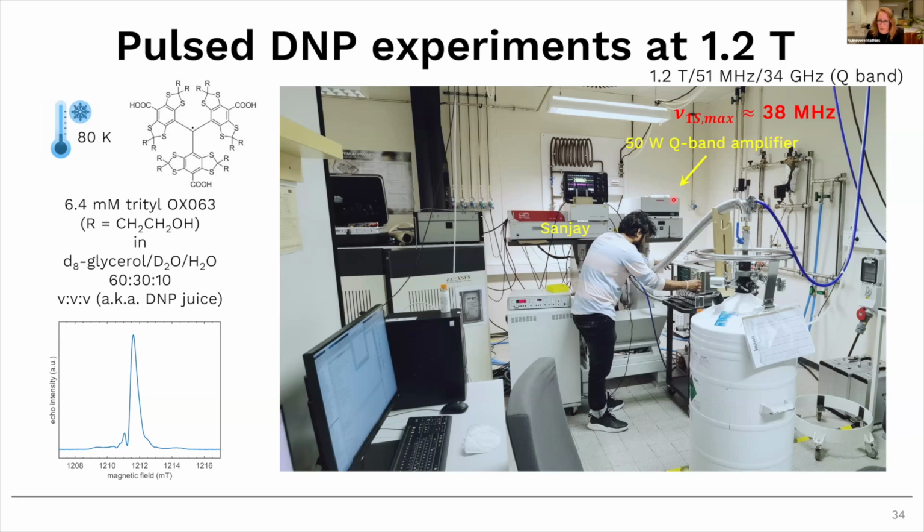It produces 50 watts. And with these 50 watts, we can generate an electron Rabi frequency of about 38 megahertz. So you see that we cannot fully match the on-resonance Novel condition, but we're doing pretty good in terms of nutation frequency that we can generate. All the experiments I'll show you are again done with the narrow line radical trityl in DNP juice.